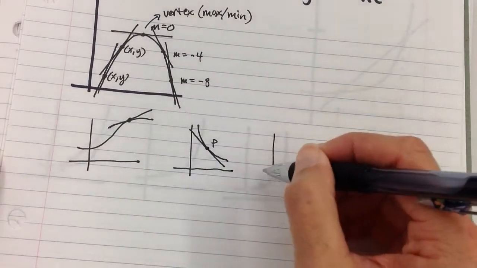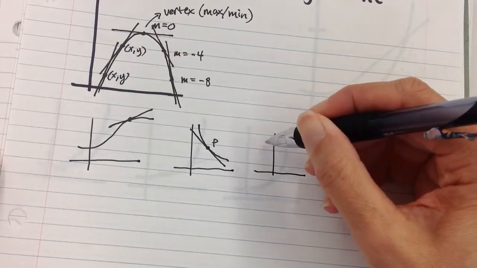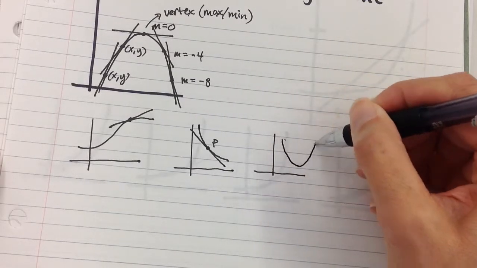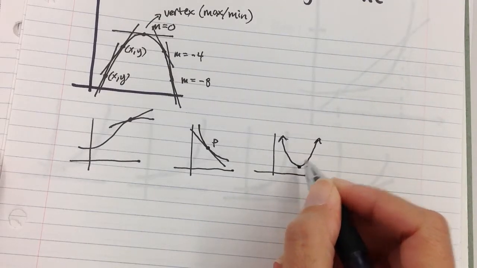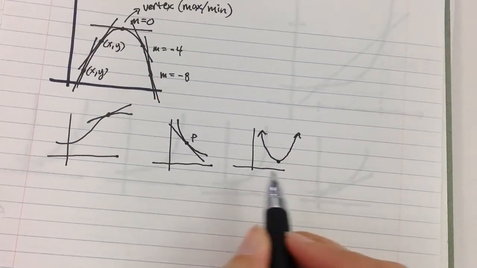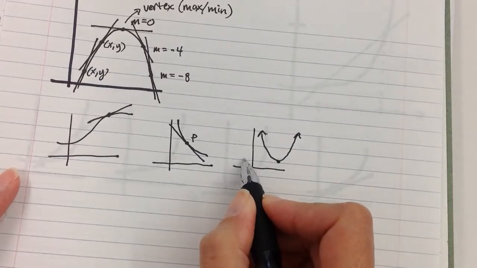And then lastly, this time we have our parabola going up instead of down. And I pick the vertex again. You said the vertex, so if I pick the vertex, what should the tangent line look like?